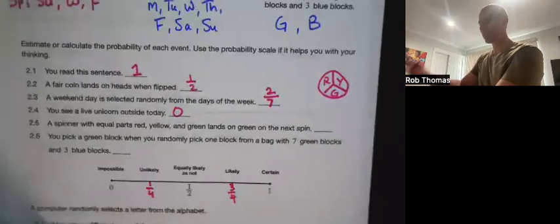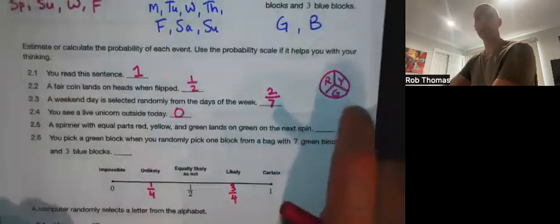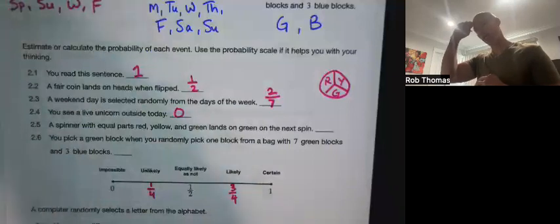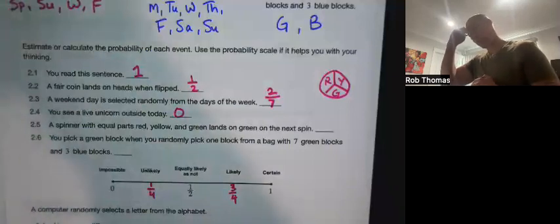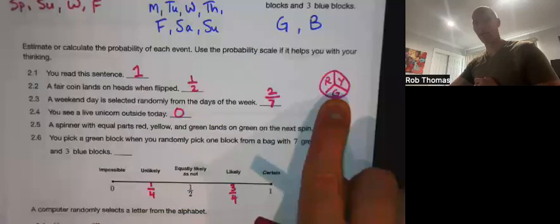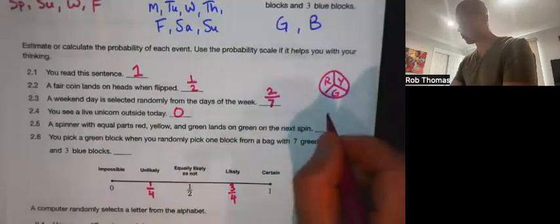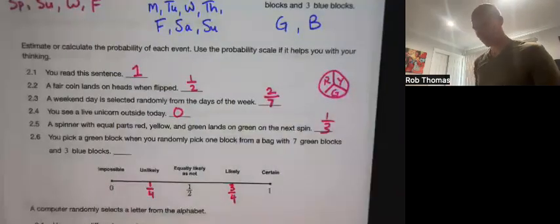Well, the different sizes, the areas are the same size, right? There's the same space for red, yellow, and green. So we would call that fair. So green is 1 outcome out of 3 equally likely possible outcomes. So 1 out of 3, 1/3.